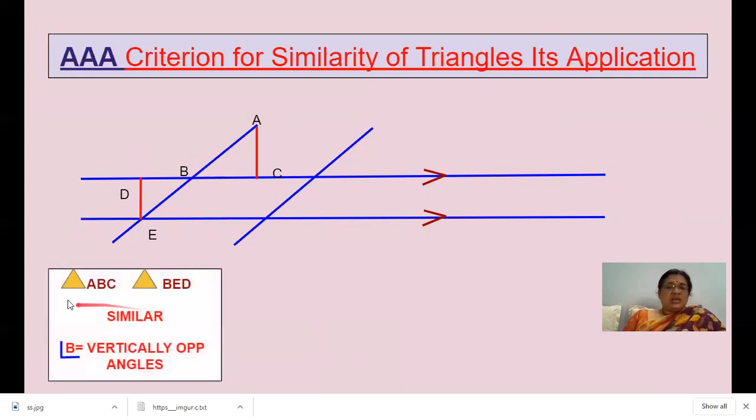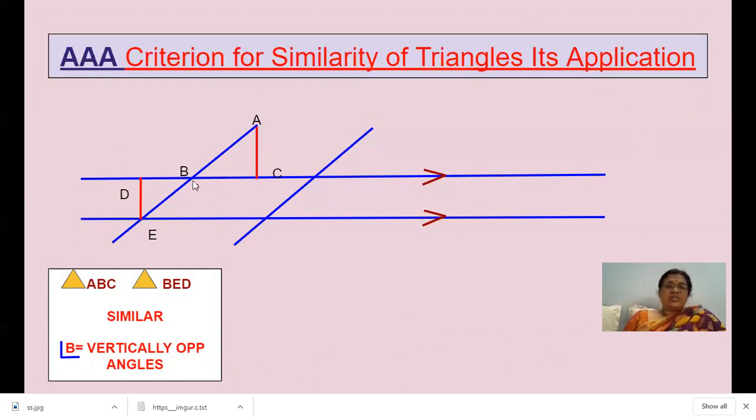See here, there are two triangles ABC and BDE. You can say these two triangles are similar. So how can you say these two triangles are similar? By which criterion? Whether it is angle, side, or side angle side. Which criterion will apply here?